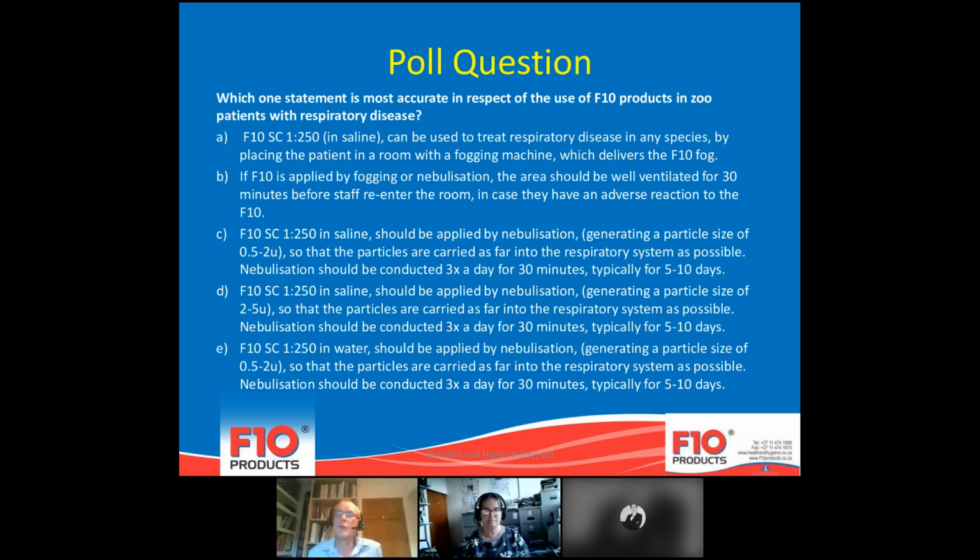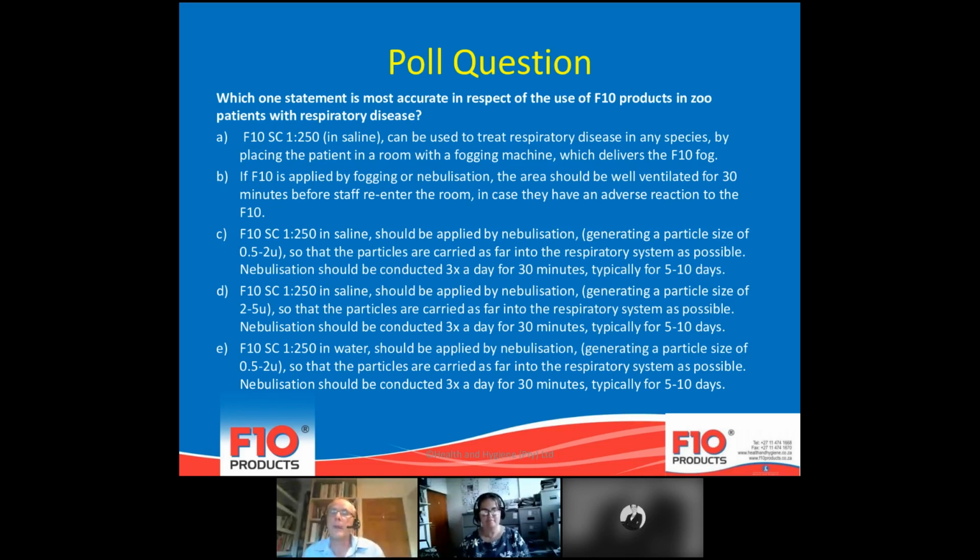So that probably is preferable. Generating a particle size of 0.5 to 2 mu is the recommended thing for bird treatment, and it works just the same for mammals. So a nice small particle to get as far down the system as possible. So everyone who got that, that's absolutely correct.